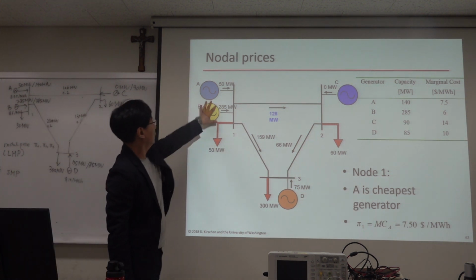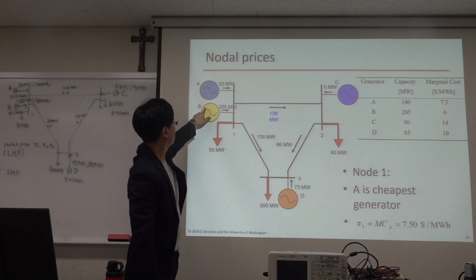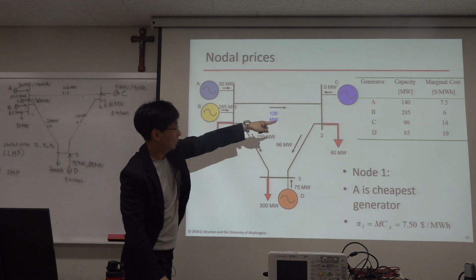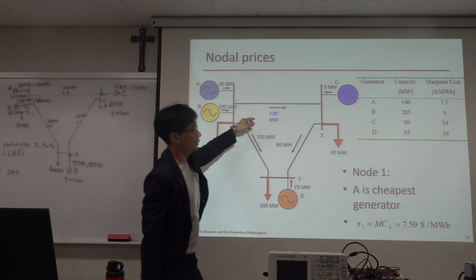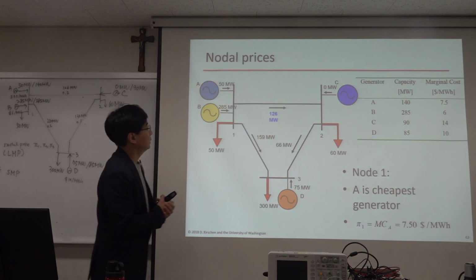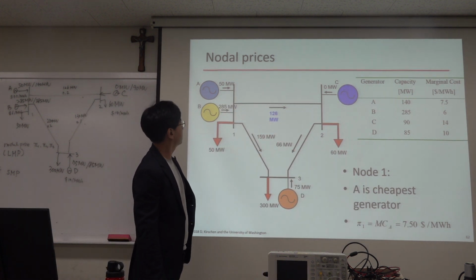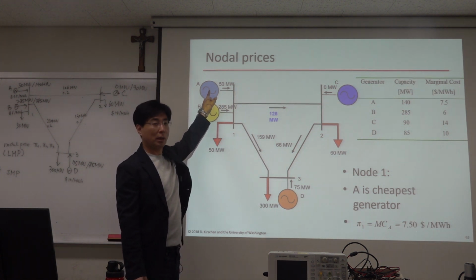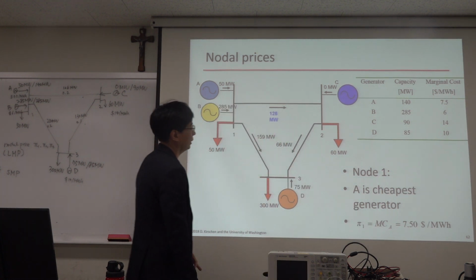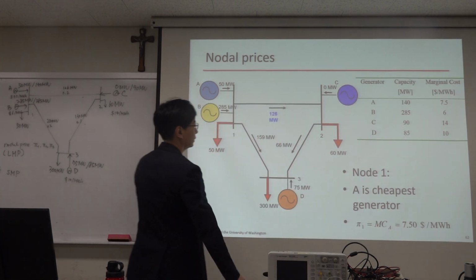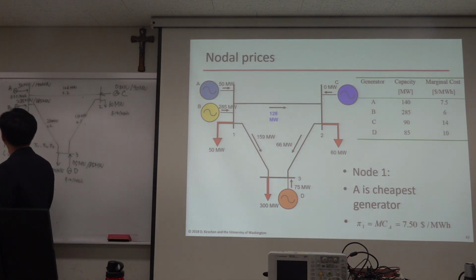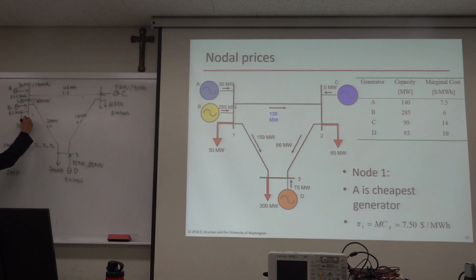So when the load here is increased by 1 megawatt, you cannot increase B because it is already at its maximum. But it is 50 out of 140, so you can increase this one. This is the second cheapest one. So the nodal price of bus 1 is determined by the marginal cost of this generator. So pi 1 is equal to the marginal cost of generator A, and that is $7.5 per megawatt hour. Okay, pi 1.